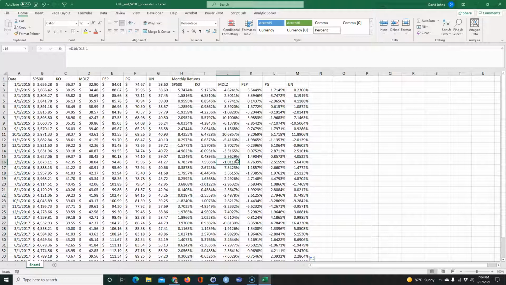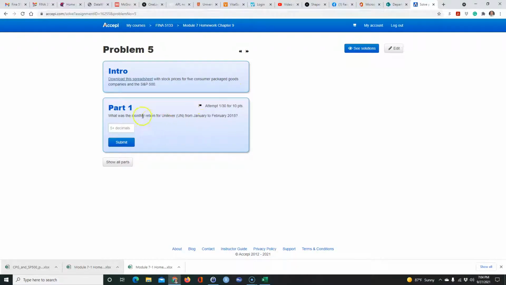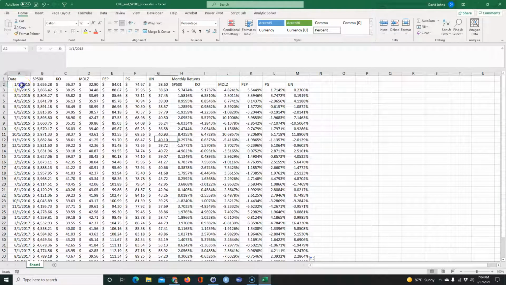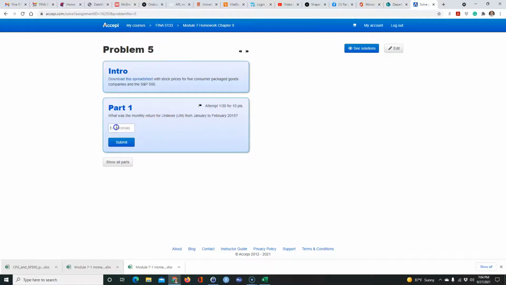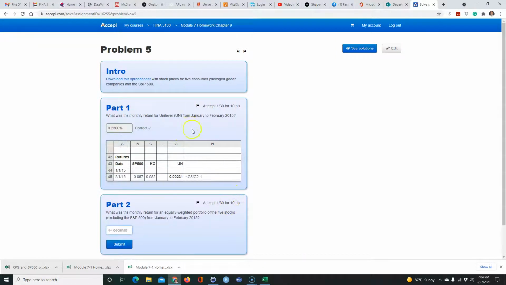So the first question was asking, what is the monthly return for Unilever from January to February? Well, this is January, this is February, and this is Unilever. So I can just go ahead and copy this and paste this in here. And that's the answer.